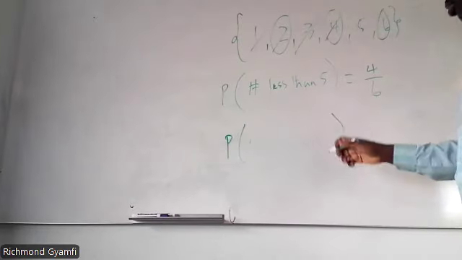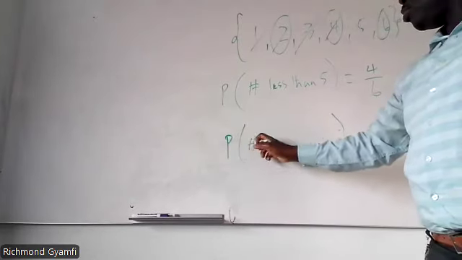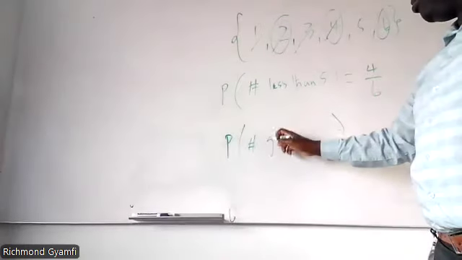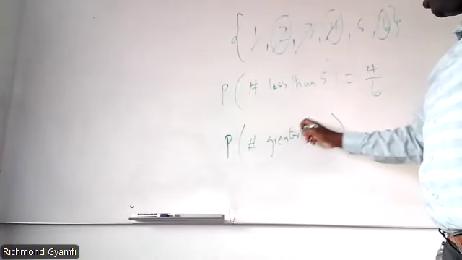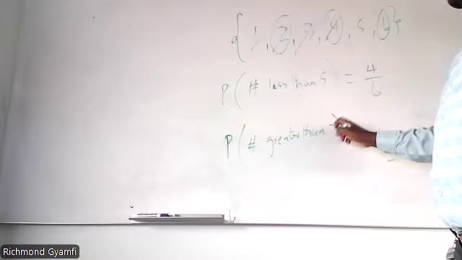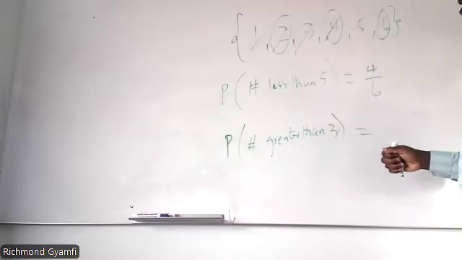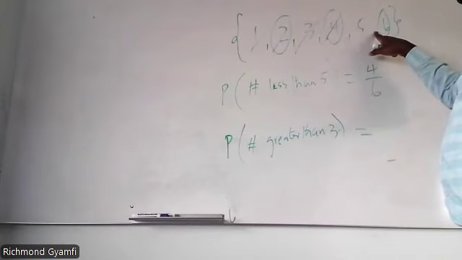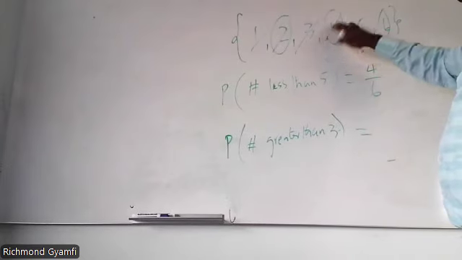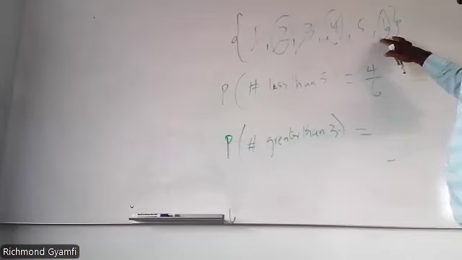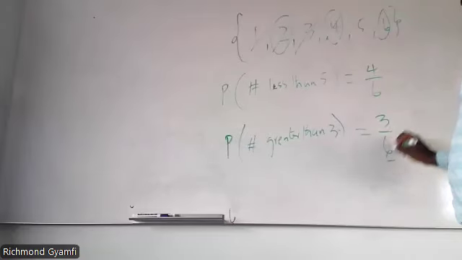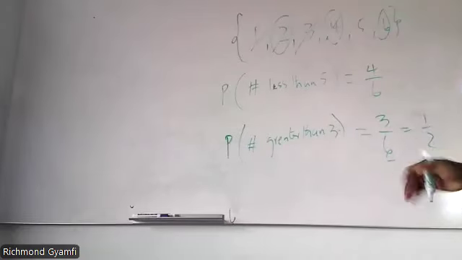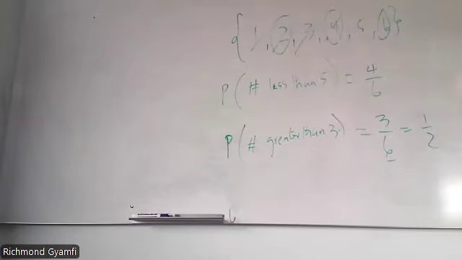The next one. A number greater than 3. So here you are looking at 4, 5, and 6, because those are the numbers greater than 3. So we have 3 out of 6, which is 1 over 2. And that's it. Okay. The next one.